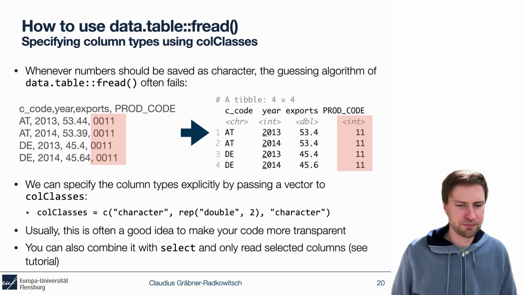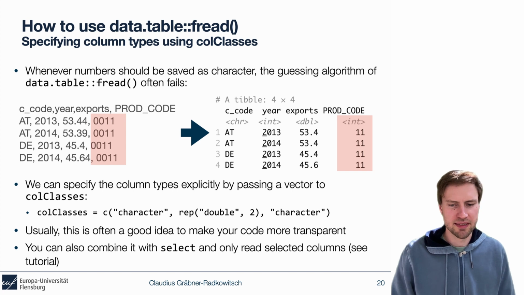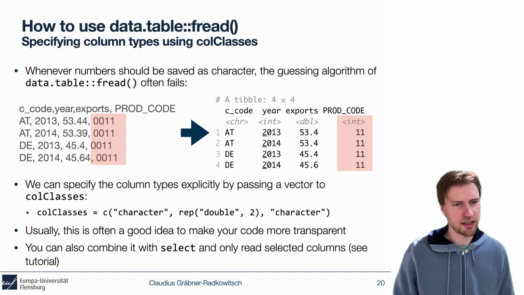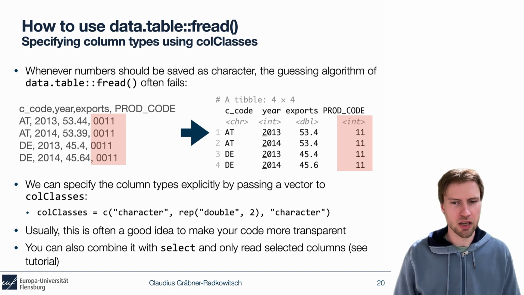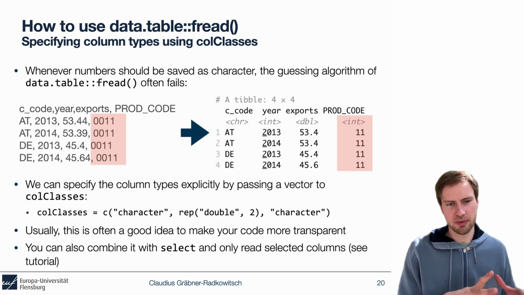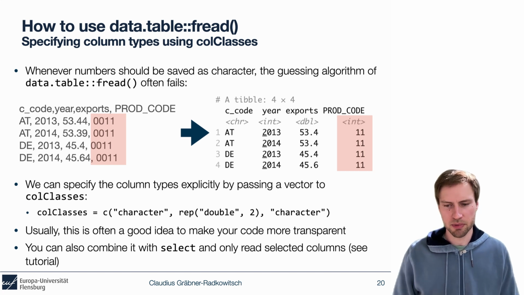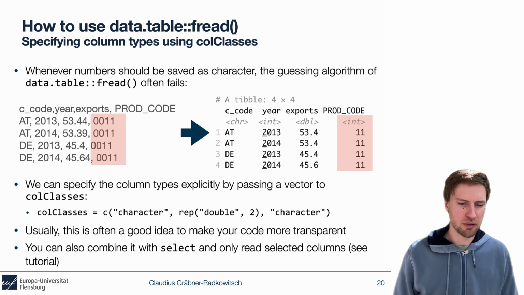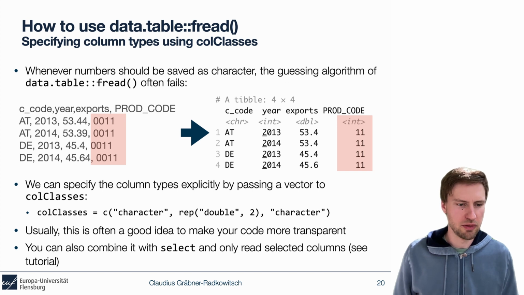There's also an alternative approach, not using the colClasses argument, but the argument select. The argument select can be used if you want to read only a subset of columns into your data set. And then you can use a named vector to not only specify the columns that you want to read in, but also their types. You see some examples in the tutorial, and I will also give an example with regard to the final exercise. But the colClasses argument is usually the classical way of doing it.